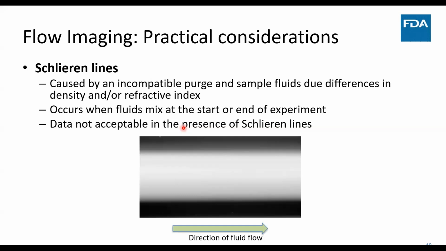I mentioned slurring lines. Now, what does that usually mean? It usually occurs when you have incompatible purge and sample fluids, especially differences in viscosity or refractive index. Your sample has a different refractive index than what you're using as your purge fluid, and so they will not really mix very well at the start and end of the experiment. That's how your flow cell is going to look. Meaning there are going to be certain times in your experiment where the images being taken do not accurately reflect what is in your product. So it's not acceptable in the presence of slurring lines. It's important that you make sure that your purge fluids and your sample fluids are quite compatible.